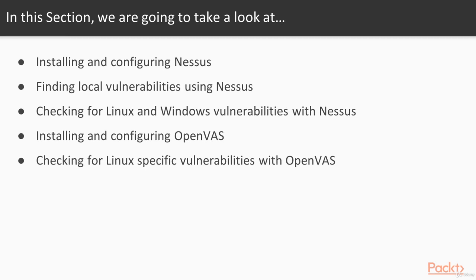We will then move on to installing and configuring OpenVAS, which is our second vulnerability scanner and is also a fantastic tool and an alternative to Nessus. In that video we'll be looking at installing it, configuring it, and then finally starting it up. And then finally we'll close up by checking for Linux and Windows vulnerabilities with OpenVAS. In here we'll be checking for OS specific vulnerabilities, the same as we did with Nessus.